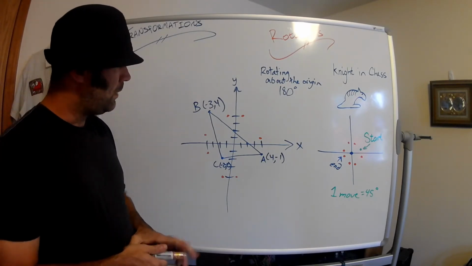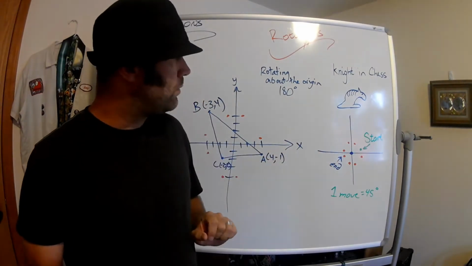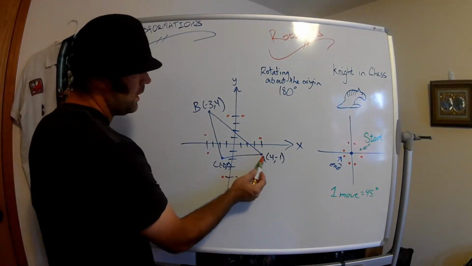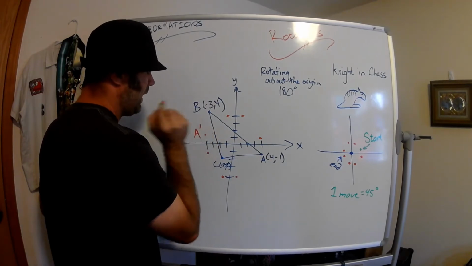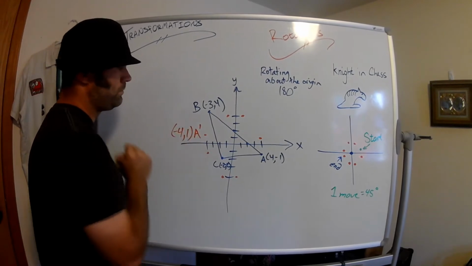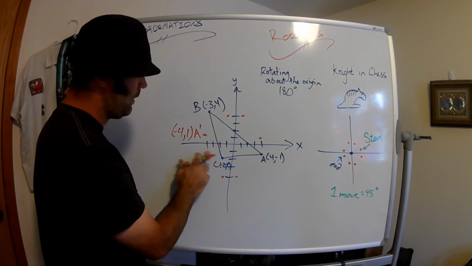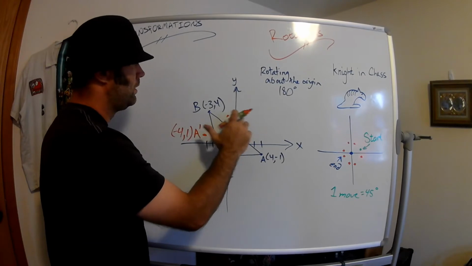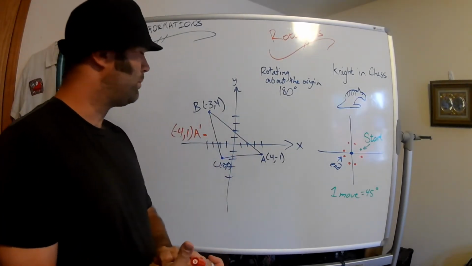Alright, so let's see here. We need to move 1, 2, 3, 4. 4 movements is 180 degrees. That's half a circle. So we're starting here, and we're going 1, 2, 3, 4, and this will become A prime. And that is -4, 1. So it's left 4, up 1. Okay, and we can get rid of the other 6 dots.